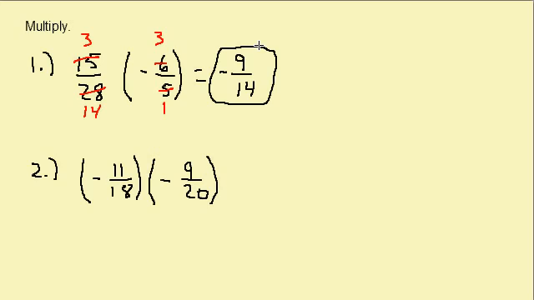Now let's look at number 2. We have a negative 11 over 18 times negative 9 over 20. So let's see if we have anything that will cancel. Well, 9 and 18 have common factors, so 9 goes into 9 one time, 9 goes into 18 two times. And then there's no other common factors in the numerator and the denominator, so we have 11 times 1 is 11, 2 times 20 is 40. We have a negative times a negative is a positive. So there's our final answer.